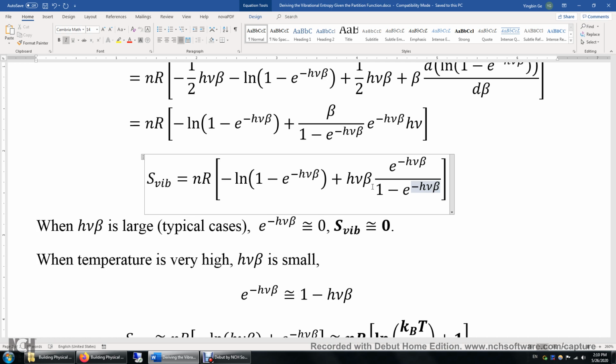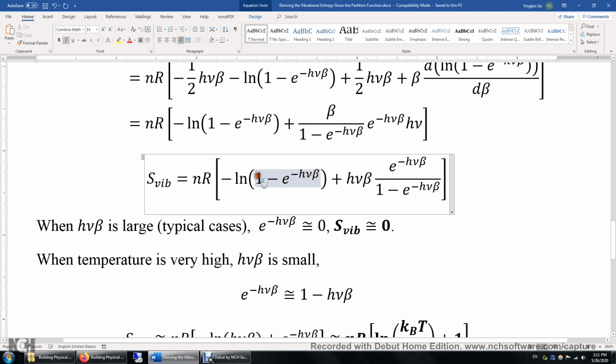For HCl, the wave number is 2,900 inverse centimeter, and we can use hc over lambda to compute the corresponding energy. We'll see this h nu over kBT for hydrogen chloride is roughly 14 at room temperature, and this is actually a big number. 14 is a big number because if we think about e to the power of negative 14, that's negligible.